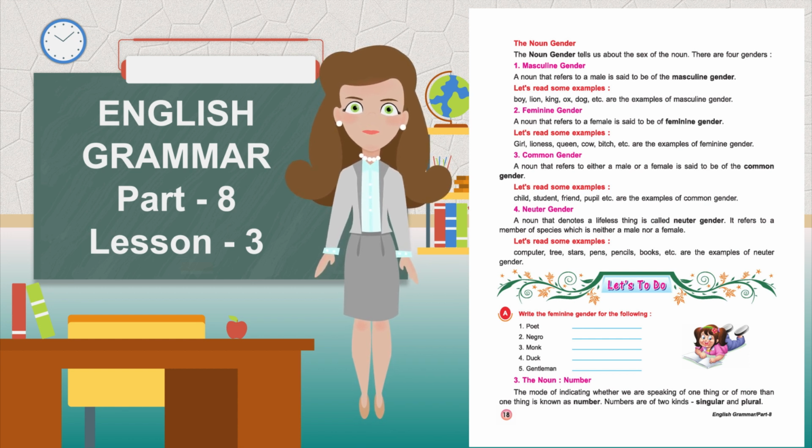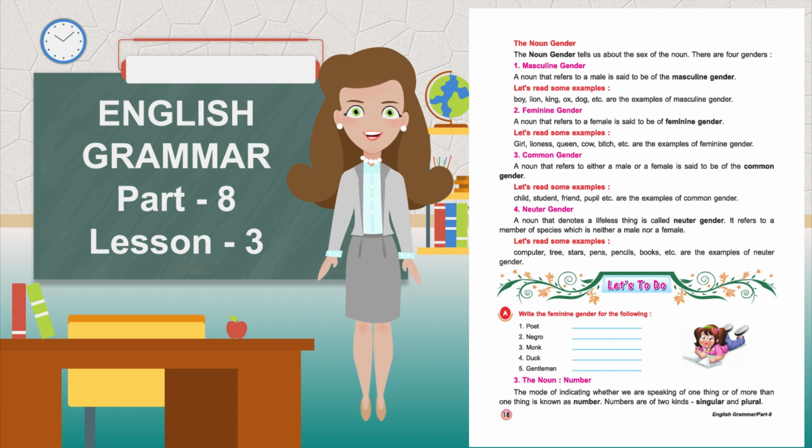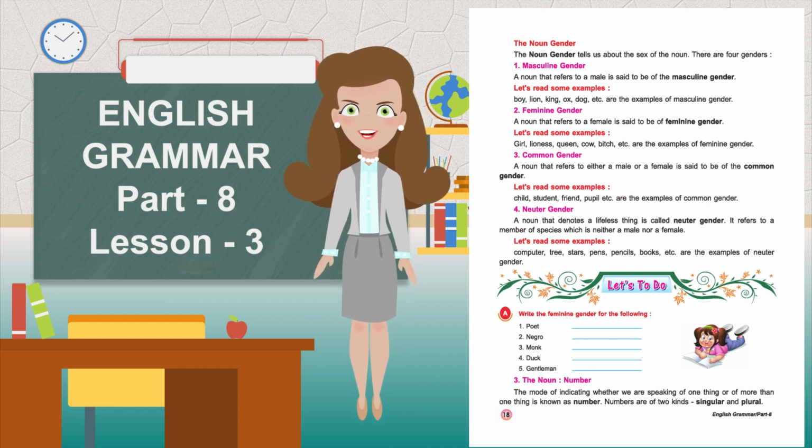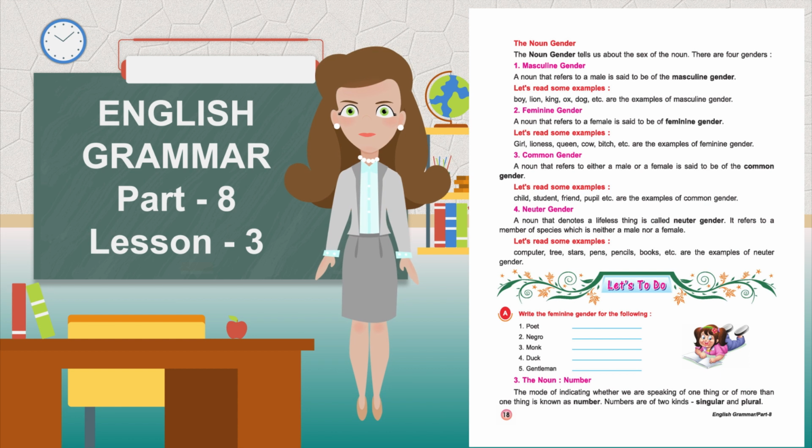Neuter gender. A noun that denotes a lifeless thing is called neuter gender. It refers to a member of a species which is neither male nor female. Let's read some examples. Computer, tree, stars, pens, pencils, books, etc. are examples of neuter gender.